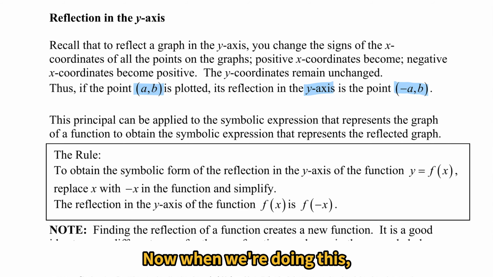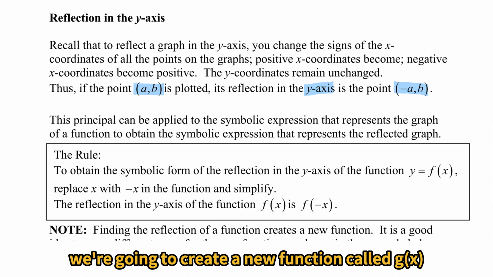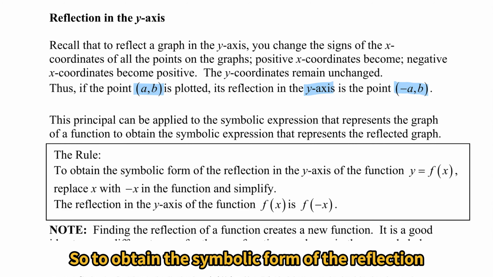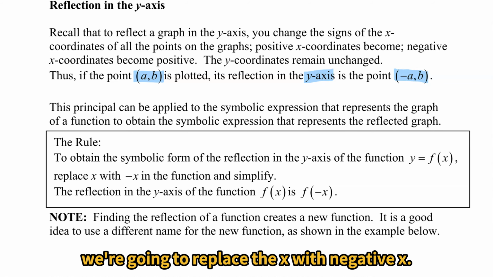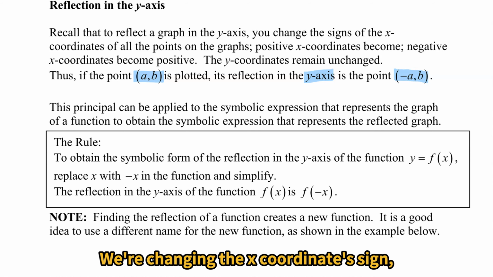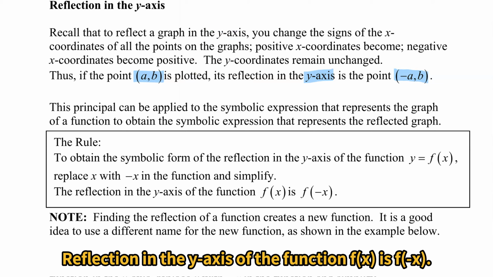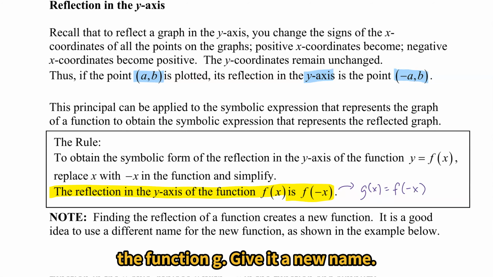Now, when we're doing this, we're creating a new function. So our original function may have been f of x. Now we're going to create a new function called g of x from this reflection. You'll see that in our notes as we go along. To obtain the symbolic form of the reflection in the y-axis for the function y equals f of x, we're going to replace the x with negative x. We're changing the x-coordinate sign, so we're making it opposite. The reflection in the y-axis of the function f of x is f of negative x. And we're going to rewrite this, the function g, give it a new name.